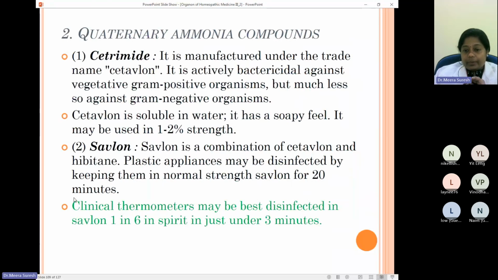Plastic appliances may be disinfected by keeping them in normal strength Savlon for about 20 minutes. Clinical thermometers may be best disinfected in Savlon, 1 in 6 parts of spirit, in just under 3 minutes. So you can remember this for your clinical practice, and also for the questions.